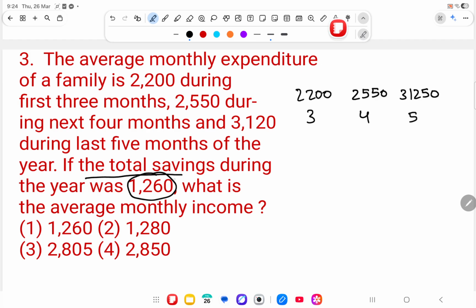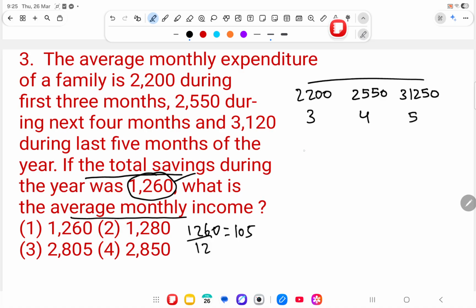Okay, so total savings for 12 months. So 1,260 by 12 is equal to 105. So why we have to divide by 12? They are asking average monthly income. So 12 months are there, so I divided by 12. It will be 105.